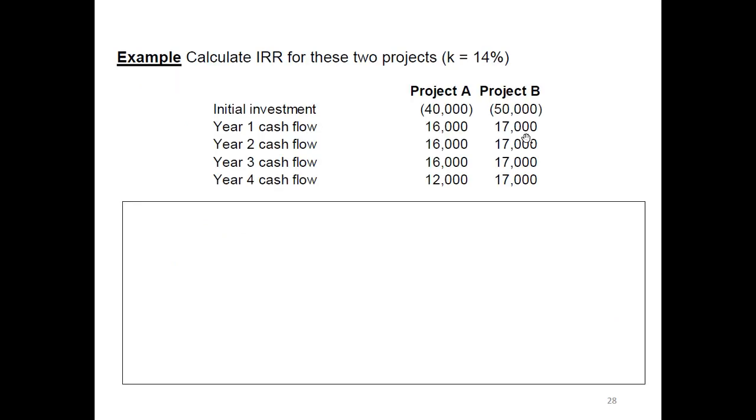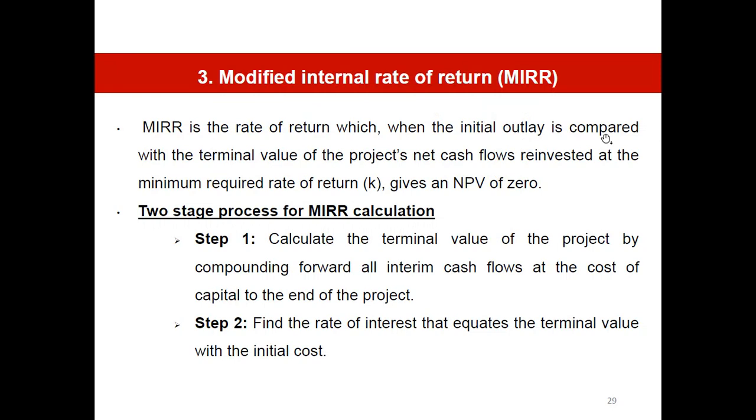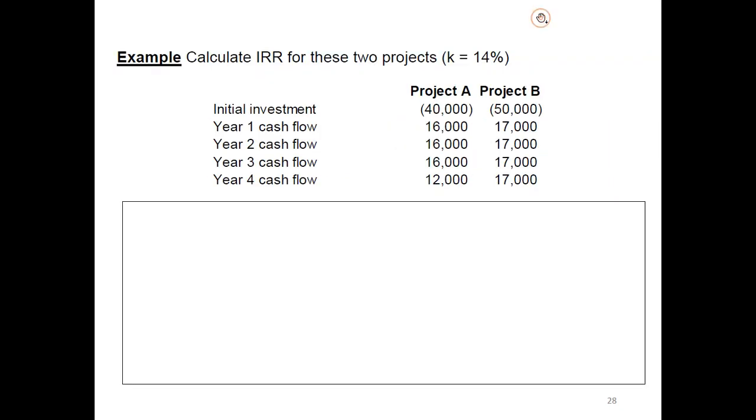Okay? So later on in the following video, I'm going to show you and we'll discuss this case. So throughout every financial indicator, I will use project A and project B as our case study. Later on, positive NPV and IRR more than K come together. Okay. Then the third one is the modified internal rate of return. That is a little bit more complex than IRR. It means that you calculate the terminal value of the project by compounding forward the interim cash flows to the end of the project.